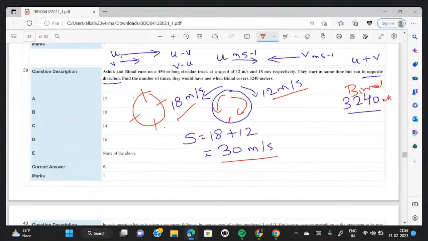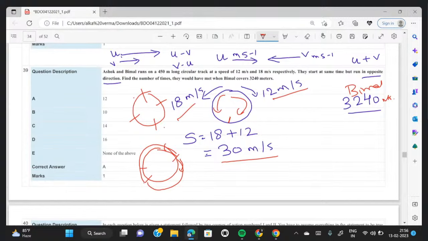So what we have to do is, whenever they meet, for the next meeting they have to cover the full distance. Suppose they are meeting here, then he starts running from here, he starts running from here. Again when they meet, they have covered this much distance together. So they have to cover a full circle. So let us see how much time Bimal is taking, because after that time we have to stop.